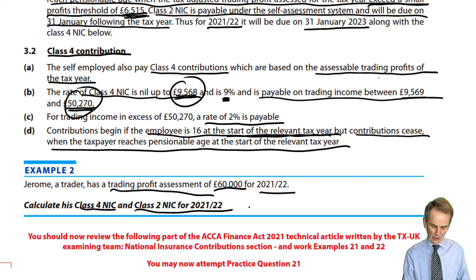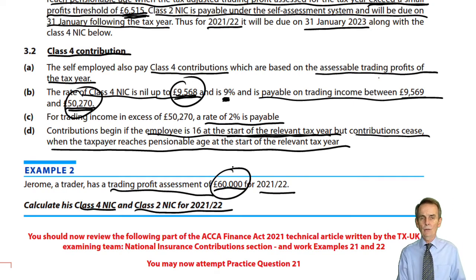The Class 4 NIC, of course, based on the £60,000 trading income assessment, up to the threshold of £9,568, there's nothing. Between that threshold and the upper limit there of £50,270, then we've got the main rate at 9%, and on the excess we have 2%. So get your calculators out therefore, have a go at that, then come back and we'll have a quick look through that answer together, just to make sure there were no problems on it. Pause therefore now.